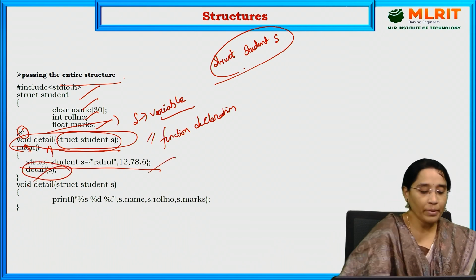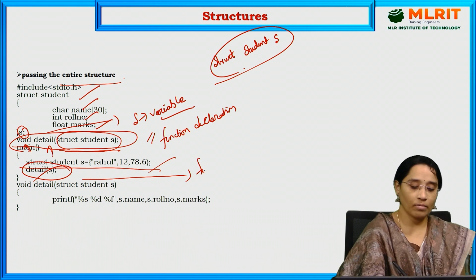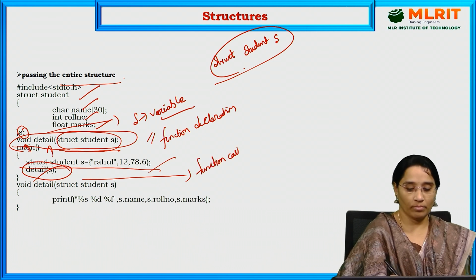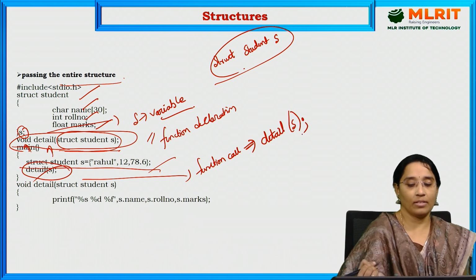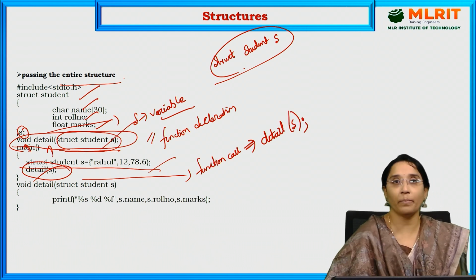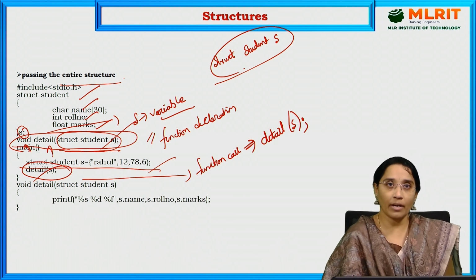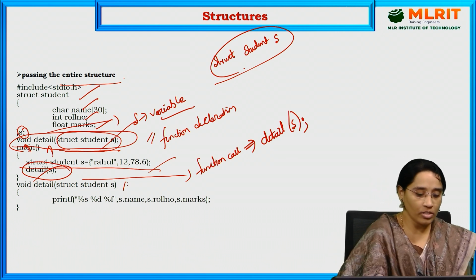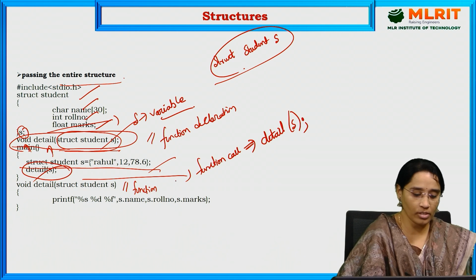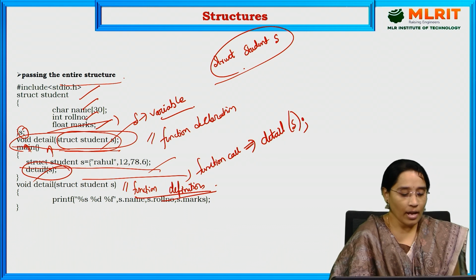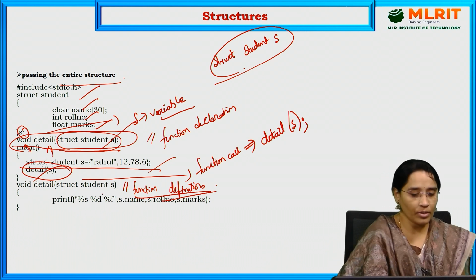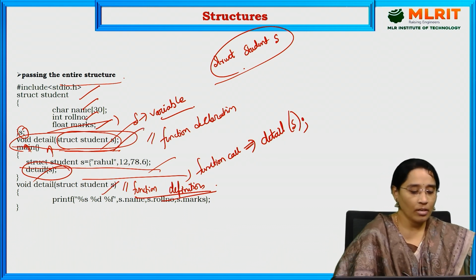Now, what will be your function call? This function call is detail of S. What is the variable? We have already passed the complete structure as the parameter, we just need a variable for reference. So the list of parameters, you can say it as S. It's a variable name. Detail of S. Now the function definition matches with the declaration, with name, roll number and marks. So this is the function definition, the function declaration, and this is your function call.